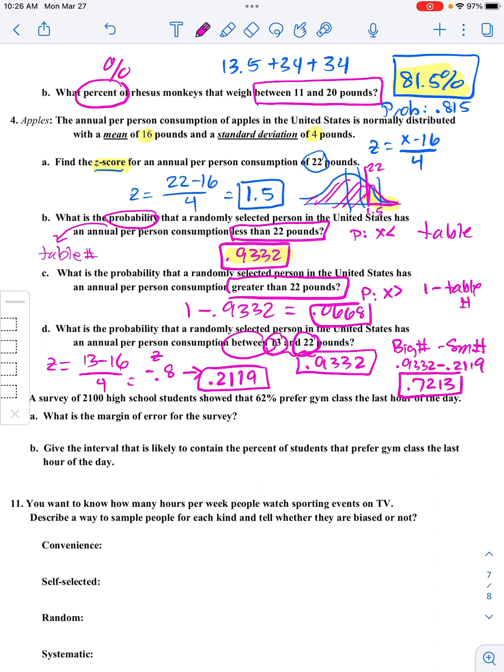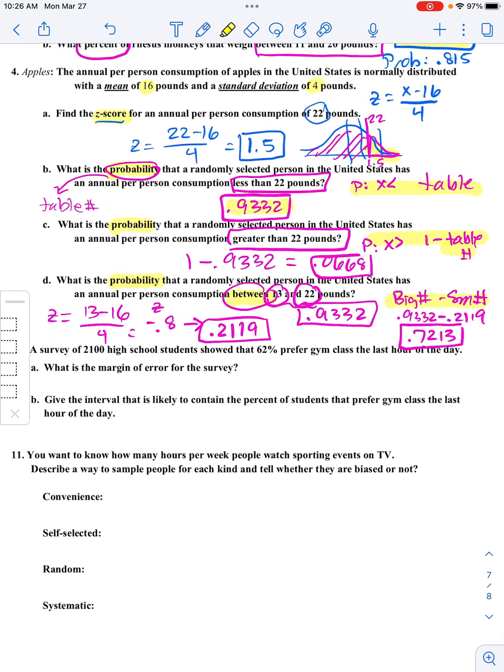So probability is always chart values. Either you're looking for less than and you use the number as it appears in the table, you're looking for greater than and you do 1 minus, or you're looking for between and you take the bigger table number minus the smaller table number. But whenever it's asking for probability, you are using the table to come up with your answers.